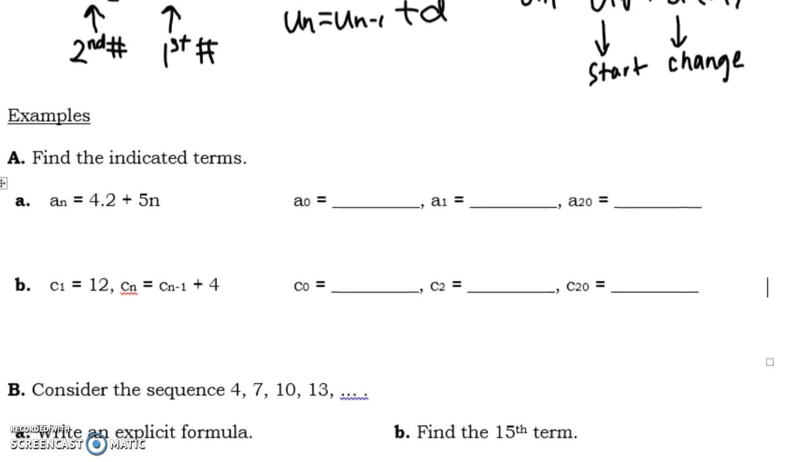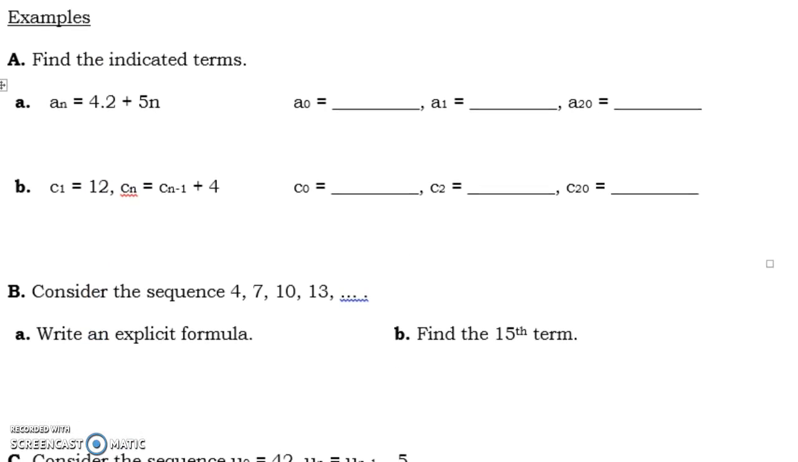Letter A says, find the indicated term. So I have an explicit formula here, the sequence a sub n equals 4.2 plus 5n, and it asks me to find a sub 0. Well, that's the 0 term, which is already in the formula here. So really the answer is just 4.2. But if I wasn't sure, I could always substitute the value for n into the explicit formula: 4.2 plus 5 times 0. 5 times 0 is 0. 0 plus 4.2 would still be 4.2.